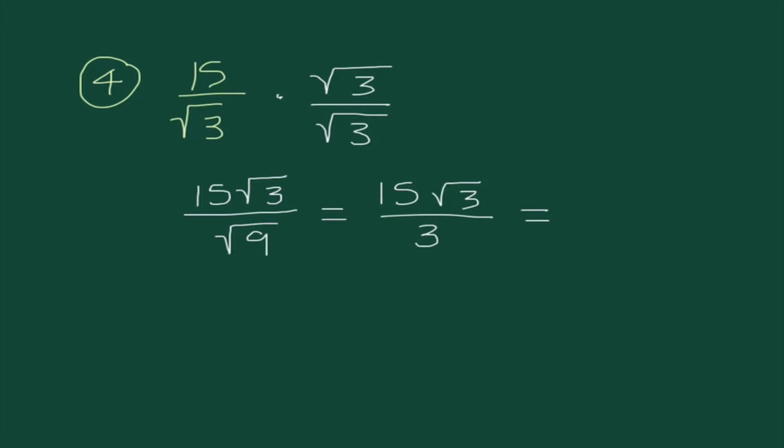Lastly, I can simplify the 15 and the 3 because these are both numbers outside of a radical. I cannot simplify numbers like this because that 3 is inside the radical and this 3 is not. So when I simplify, this becomes 5 radical 3. Okay, so key thing here is I need to figure out what will help me get rid of my radical in the denominator. It's completely fine to have a radical in the numerator. We just need to get rid of whatever is down below.